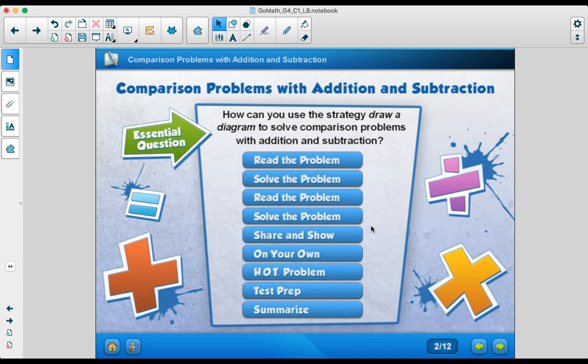Okay, boys and girls, Mrs. Ostrike will be working on lesson 1.8 in your Go Math book, page 49. Comparison problems with addition and subtraction. Our essential question is, how can you use this strategy, draw a diagram, to solve comparison problems with addition and subtraction? Basically, what this is saying is how can you draw a diagram to solve a word problem.